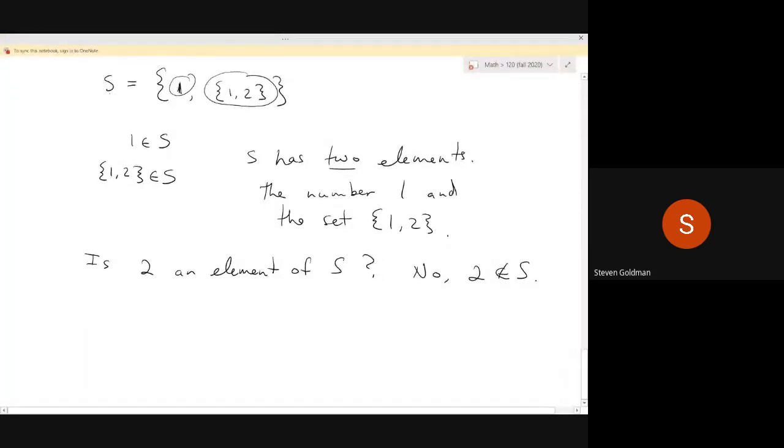So we're thinking of sets as folders in this example. So I have a file, the number 1, and I have a folder. And inside that folder is the number 1 and 2. So when I click on S, what do I see? I see a number 1, and I see a folder. But I don't see the number 2.